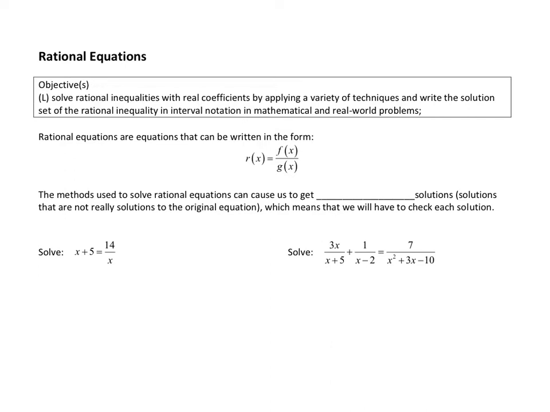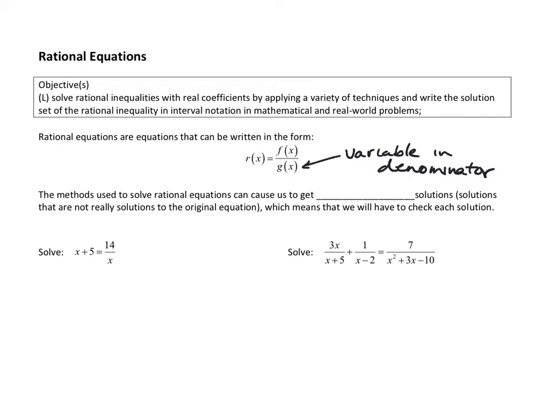Notice that rational equations are equations that can be written in the form that the function r of x is some function divided by another function where there is at least a variable in the denominator. So it can't just be like a constant number, it has to actually be some other sort of function.